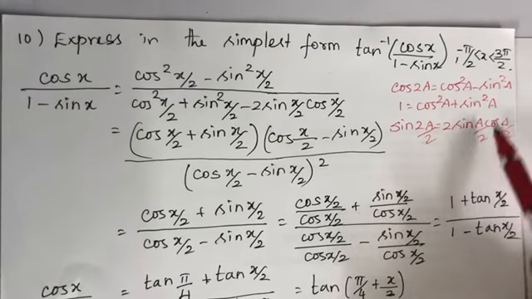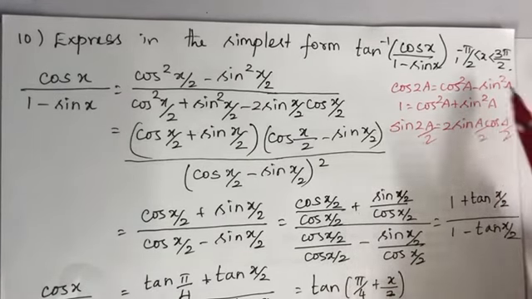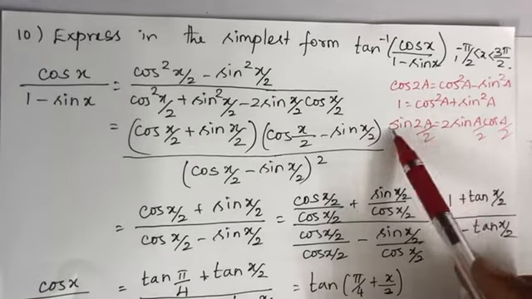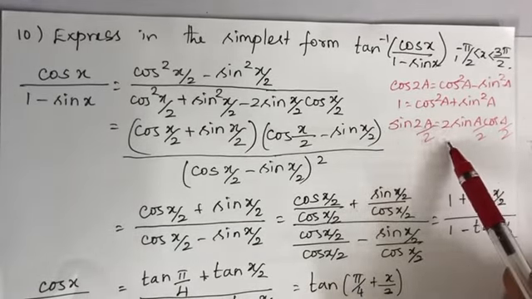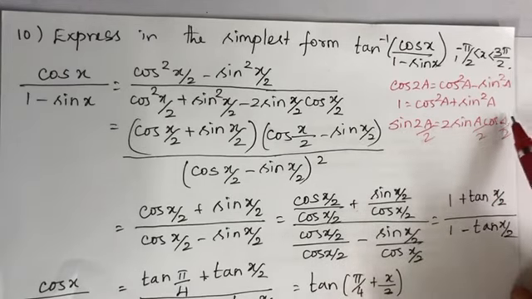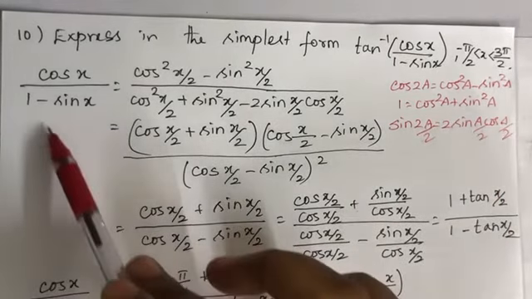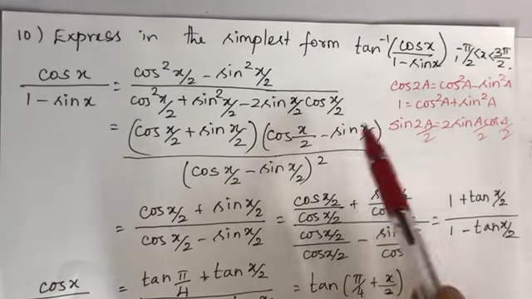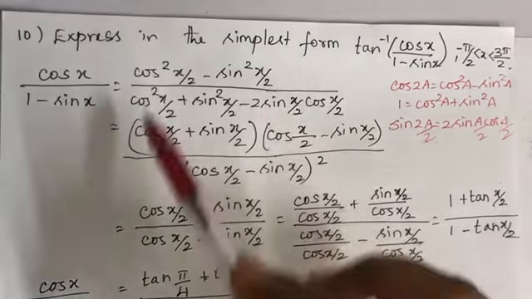These are all half angle formulae. These two are half angle formulae, but they are not in our portion now. So sin a is equal to 2 sin a by 2 cos a by 2. So instead of this sin x, I write 2 sin x by 2 cos x by 2. So we have written it with cos x by 2.